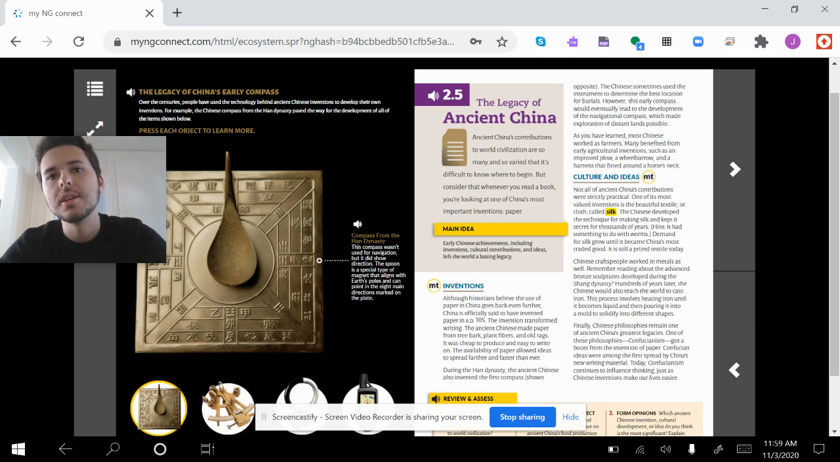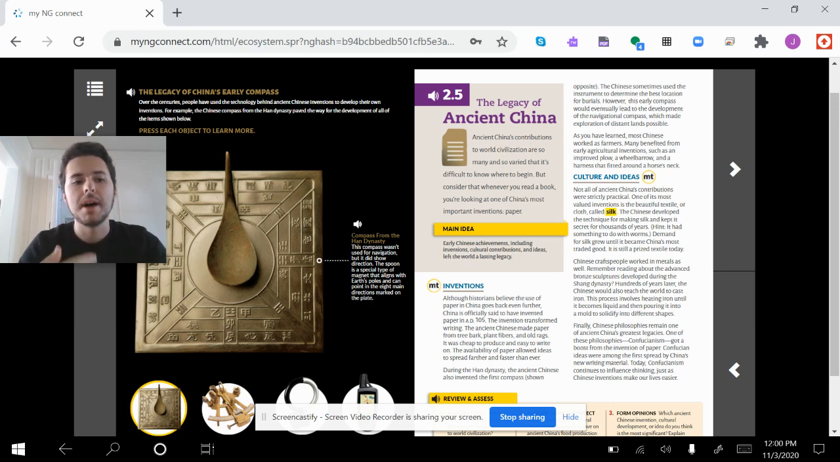And silk, which to this day is still a very coveted textile, a very coveted material, was invented by the Chinese. They developed and sort of mastered this process of creating silk, and they spread it throughout the whole world.